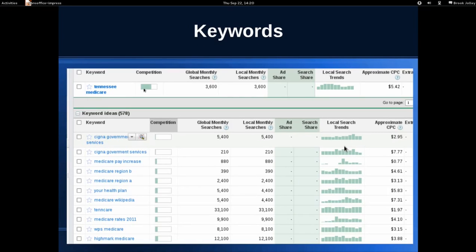So this is an example of what you would get with Google Keyword Suggest. Now, I did a search for Tennessee Medicare. You can see that Tennessee Medicare has 3,600 searches a month, which in my view makes it a keyword that is worth targeting. The metric that I prefer using is that something has search volume to provide in position 1 up to 25 clicks a day. That's what I look for.